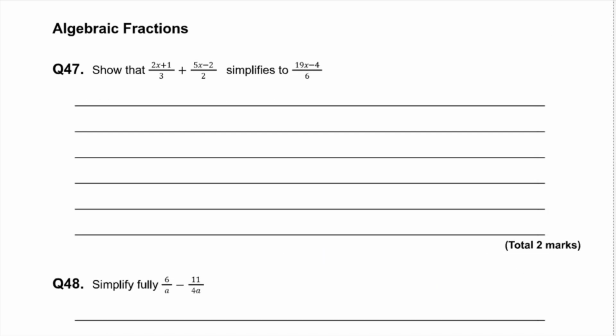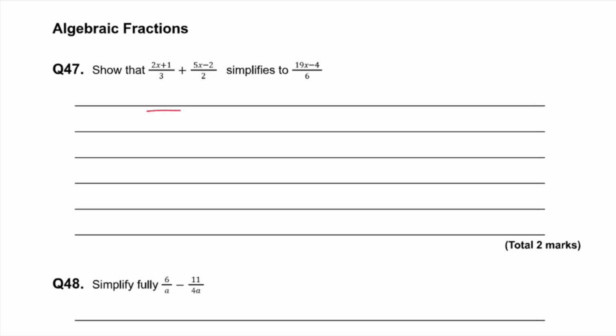Final section, algebraic fractions. Show that (2x plus 1) over 3 plus (5x minus 2) over 2 simplifies to (19x minus 4) over 6. Now the thing to remember about algebraic fractions is that they behave exactly the same way as fractions. Okay, so what you do with fractions, if it was a number, that's what you do with fractions if they're algebraic. You do the same thing. So here, if I've got two fractions with different denominators, I have to make the denominators the same. So if I've got 3 and 2, the common denominator is 6, isn't it?